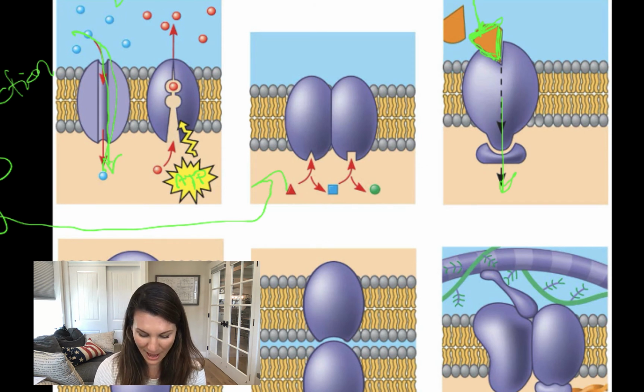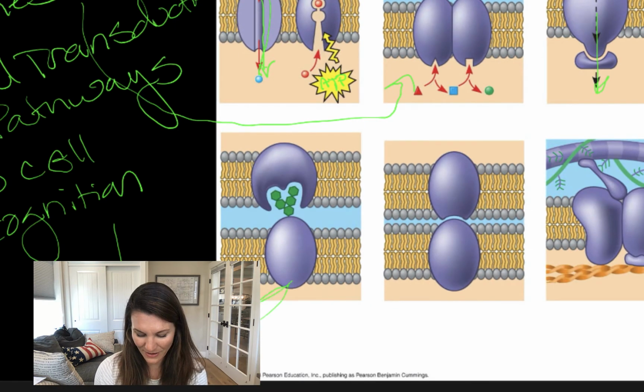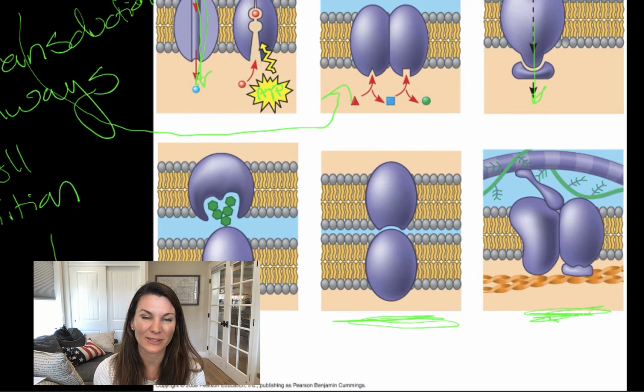You can also have cell-to-cell recognition, like we have right here, where one cell is recognizing another cell. This could be like our immune system. Maybe this is a white blood cell checking to see if our cells are actually supposed to be there and doing what they're supposed to be doing. We can also have intercellular joining, as we have here, or attachment to the extracellular matrix, which we can see in this picture up above.